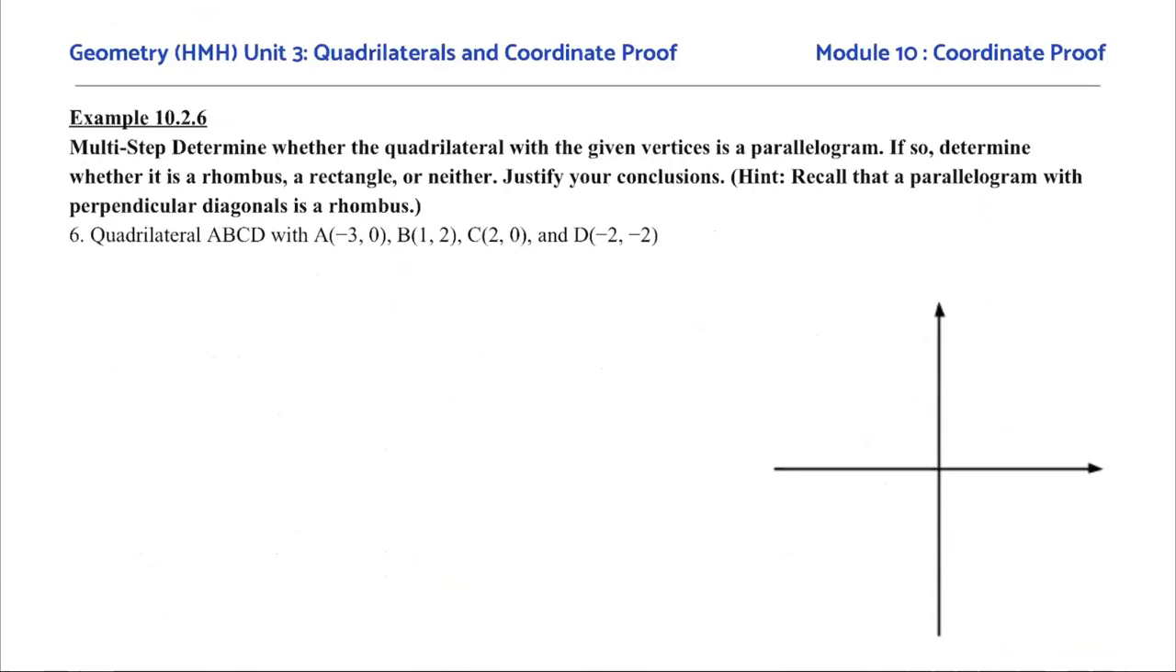Determine whether the quadrilateral with the given vertices is a parallelogram. If so, determine if it's a rhombus, rectangle, or neither. Justify your conclusion.